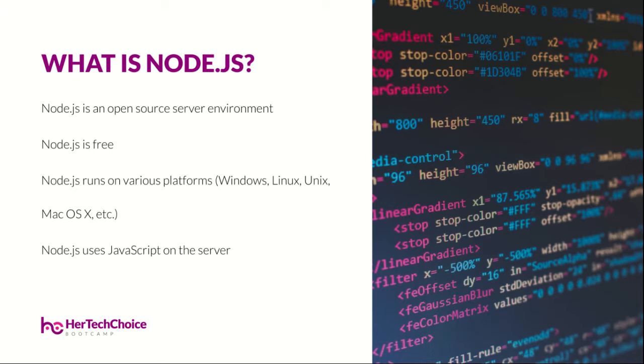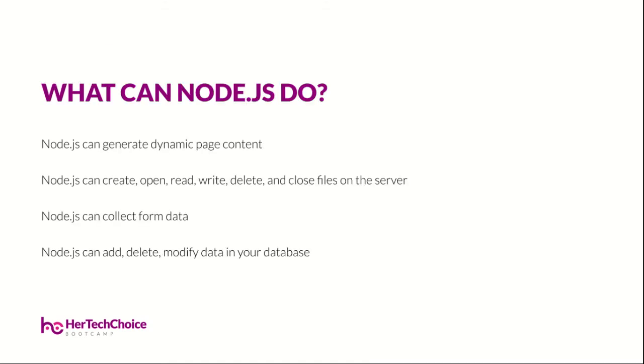Now, what is Node.js? Node.js is an open source server environment. It's a server language. Node.js is free. Node.js runs on multiple platforms: Windows, Linux, Unix, Mac, and lots more. Node.js uses JavaScript on the server side. Node.js can create dynamic page content. Node.js gives you access to create, open, read, write, delete, and close files on the server. Node.js can collect form data. Node.js can add, delete, modify data in your database.